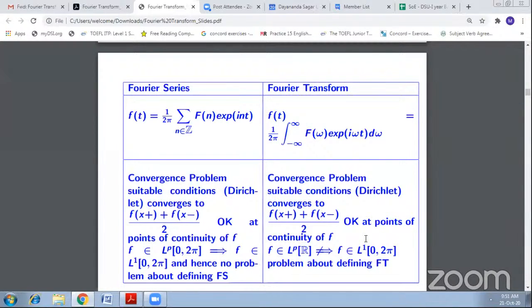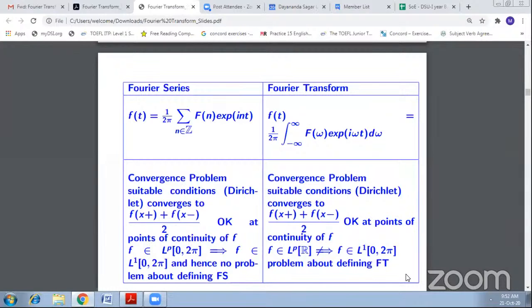Then, in the case of a periodic function, if a function is p-integrable, that is, the pth power is integrable, it is also L1, and therefore we already know that for L1 everything is nice. So if everything is nice for L1, then everything is nice for Lp. But we don't have that luxury when we come to the Fourier transform, because our interval of integration is the whole line. It's an unbounded interval. Problems start.